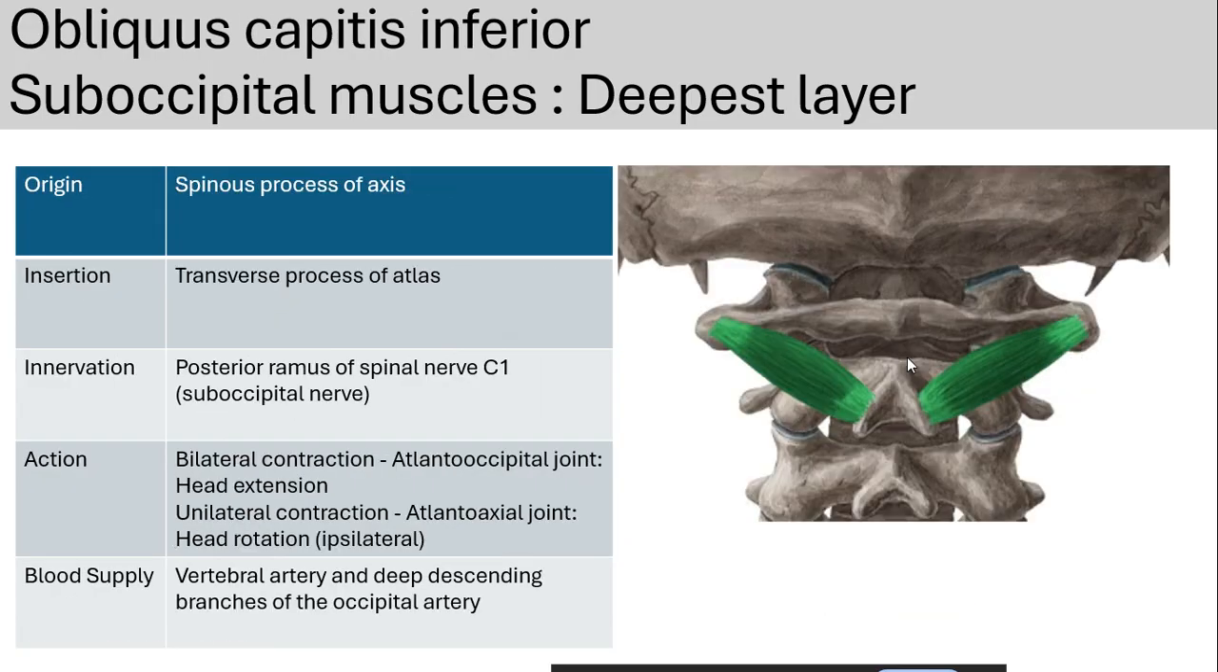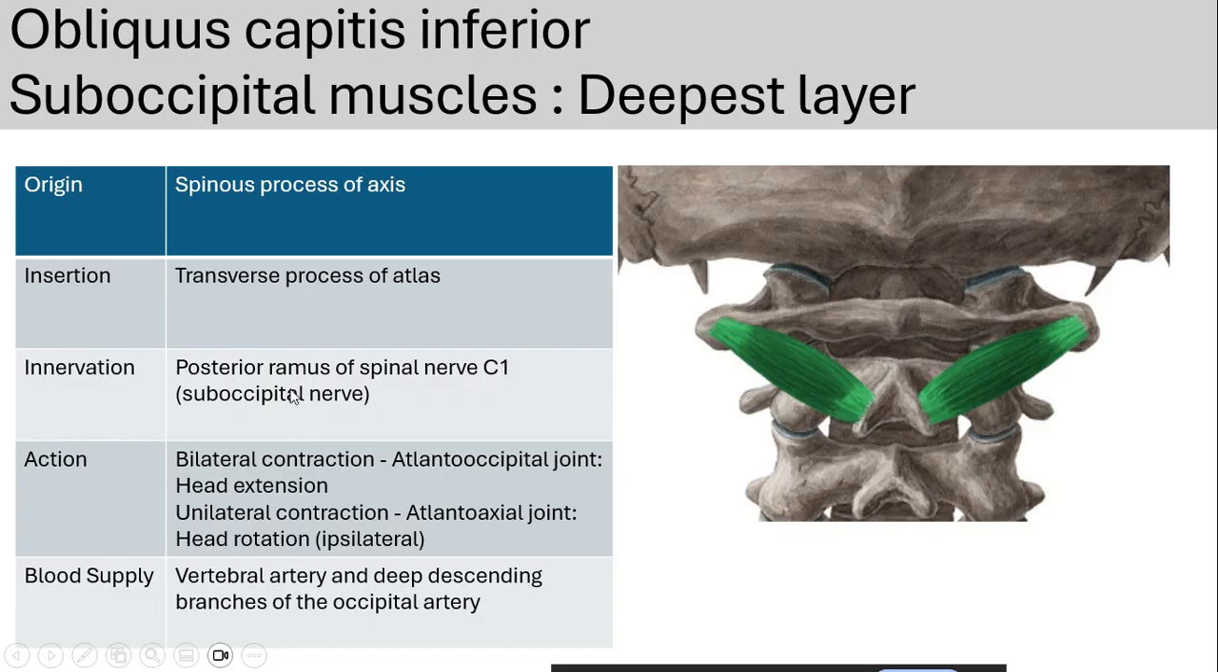Obliquus capitis inferior, a suboccipital muscle, deepest layer. This is the obliquus capitis. Origin: spinous process of axis. So this is your axis, and these are your spinous processes. It is originating from the spinous process. Insertion: transverse process of atlas. This is your atlas, the first vertebra. This particular place is your insertion, right?